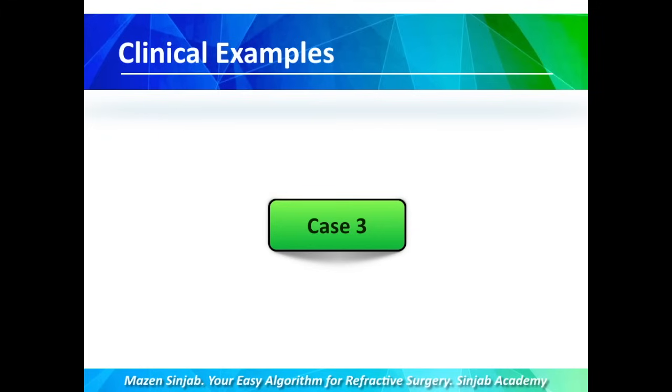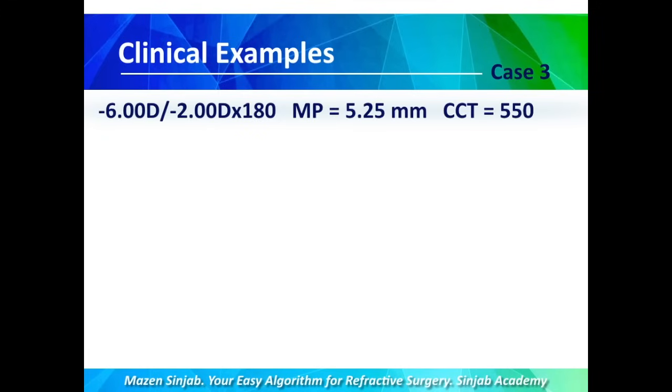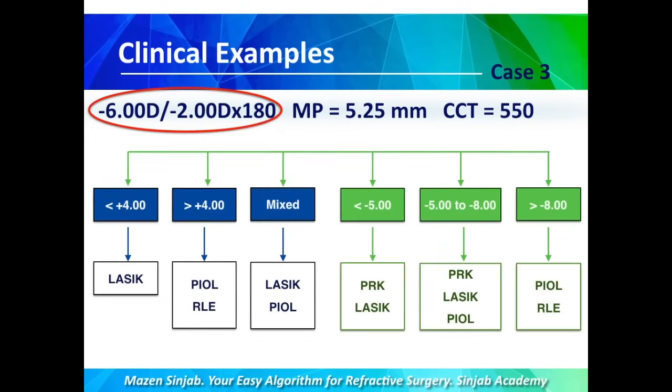Case number 3. A patient has -6 diopters sphere, -2 diopters cylinder. His mesopic pupil is 5.25 millimeters, and his pre-op corneal thickness is 550 microns. According to the algorithm, we have 3 options: surface ablation like PRK, lamellar ablation like LASIK, and phakic IOL. Starting with the PRK.